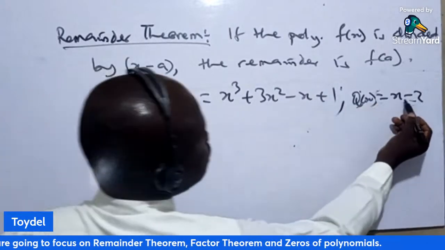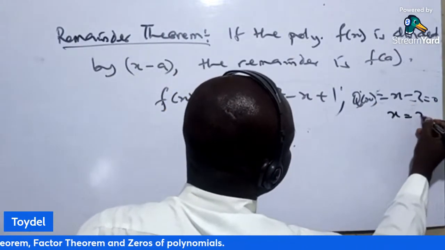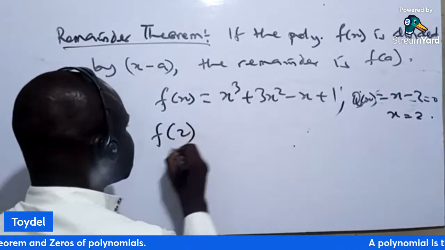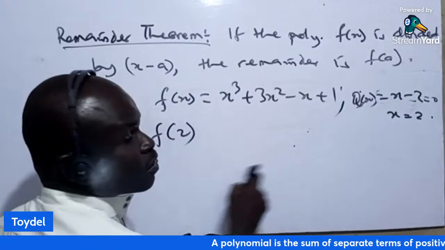So the divisor is x minus 2. Then what is x? Just assume that x minus 2 equal to 0, so x will be equal to 2. So substitute for f of 2, that is when x equal to 2. Once I substitute the value here, the result is going to give me the remainder.